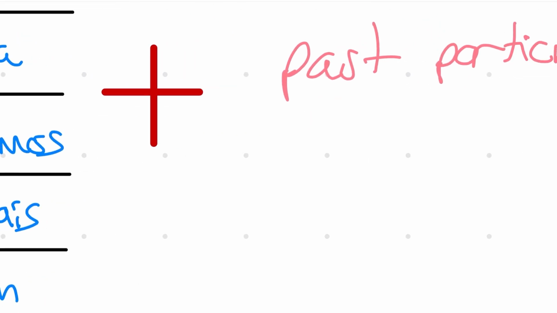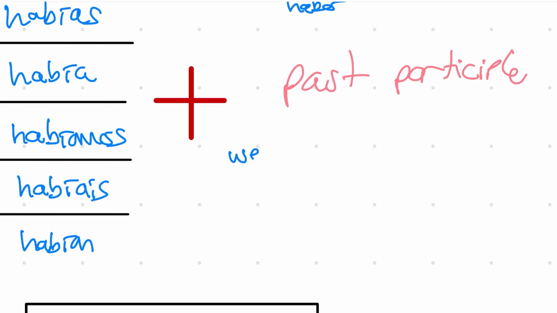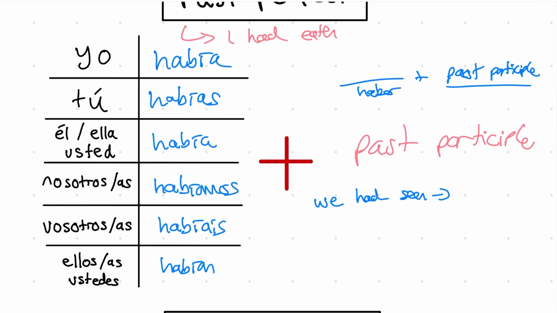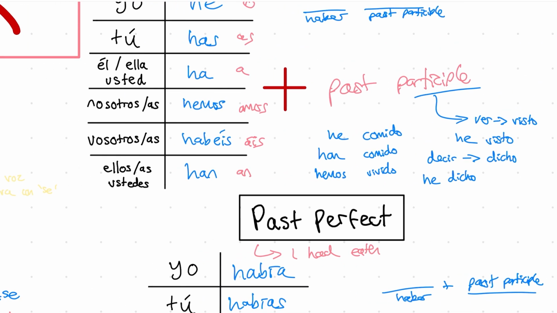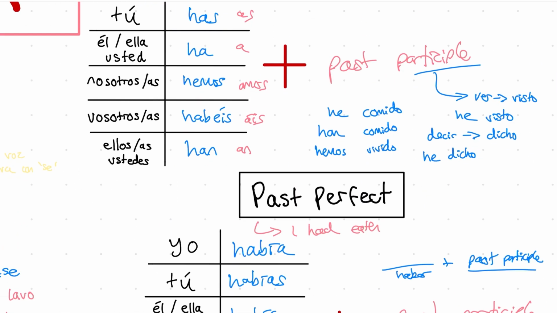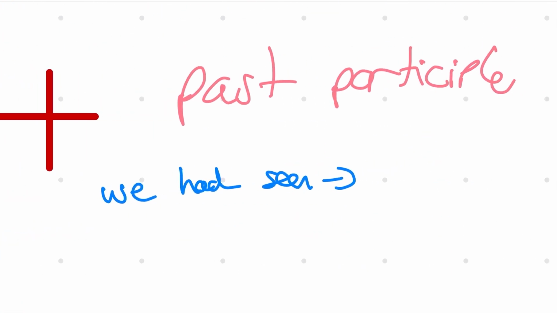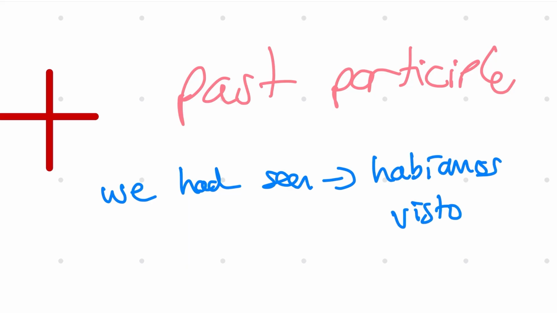So let's try and say we had seen. I'm going to give you a second to work this one out. If I move up here, maybe you can look. We've talked about the one for seen, which is here. So we had seen is habíamos visto. Because it's irregular, this is visto, not vido.